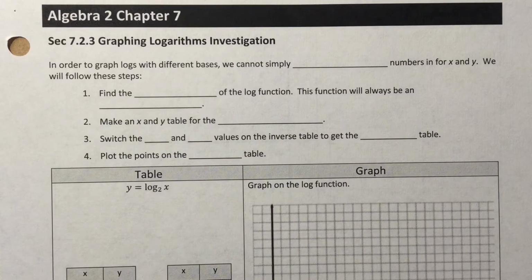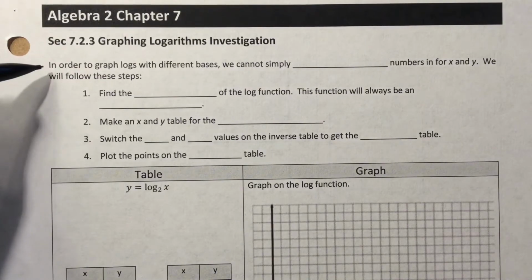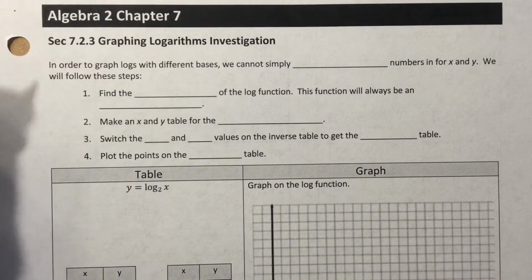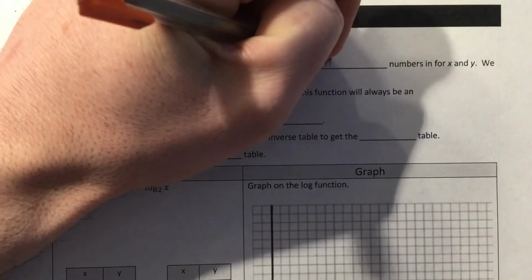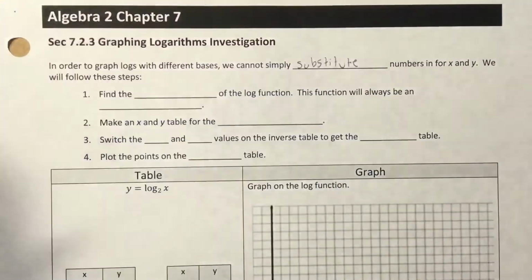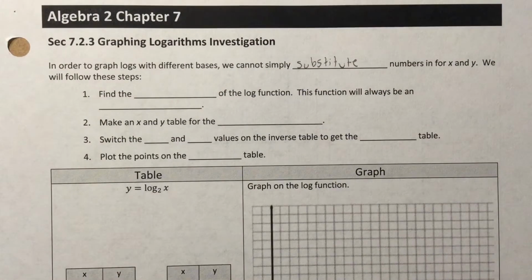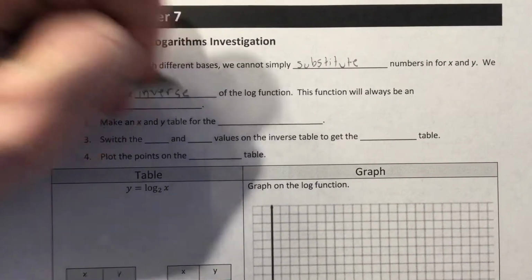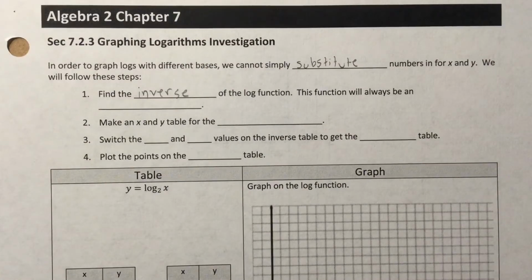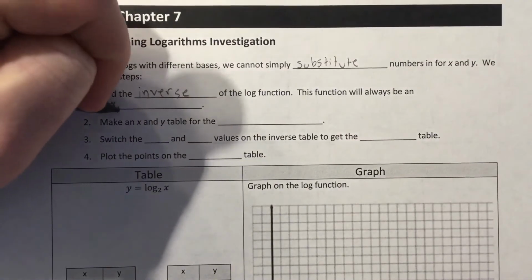All right, today we're looking at section 7.2.3 and we're looking at how to graph logarithms. So we're looking at the graphing logarithm investigation. In order to graph logs with different bases, we cannot simply substitute numbers in for x and y. We will follow these steps. First thing we're going to do is find the inverse of the log function. This function will always be exponential.